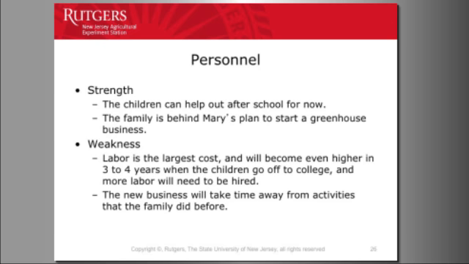The personnel, a strength is the children can help out after school for now, and the family's very much behind Mary's plan to start this business. A weakness is that labor is the largest cost. That's pretty much true of all greenhouse businesses, around 30 to 35%. And it's going to be even higher in 3 to 4 years when the children go off to college, and more labor would have to be hired once they're in college, and of course then they're going to be paying college tuition. So it's a new business, and it takes time away from activities that the family's done before. So now their hobby is going to be this greenhouse, their family time.